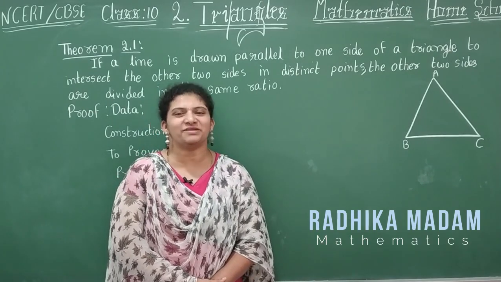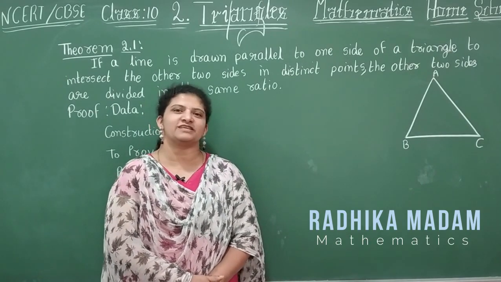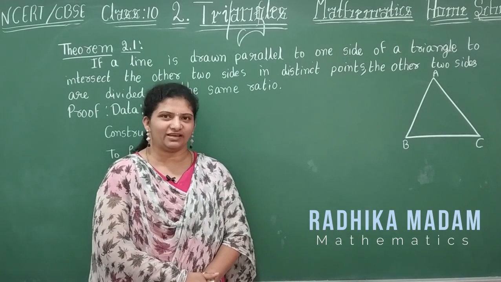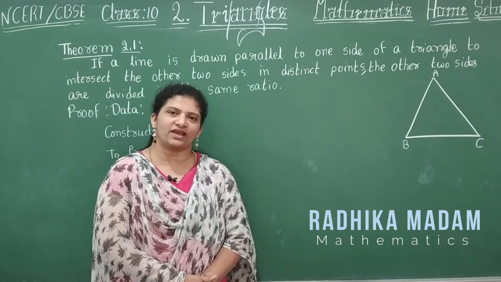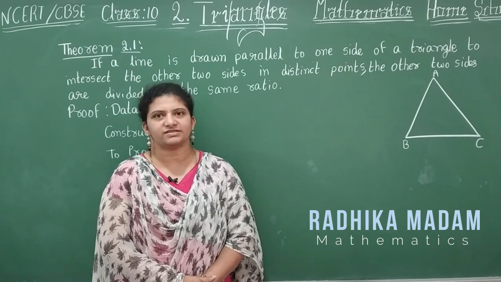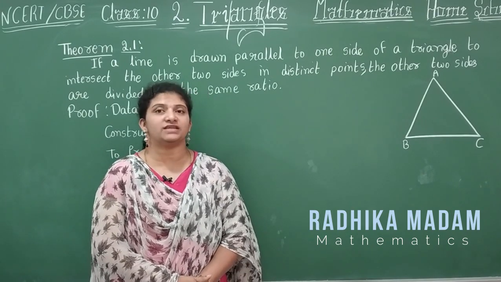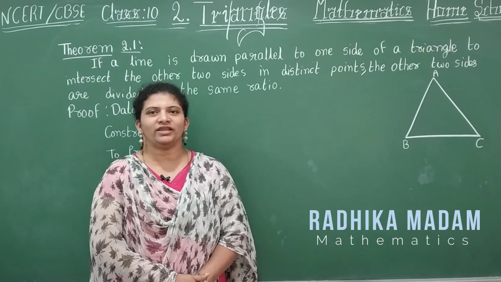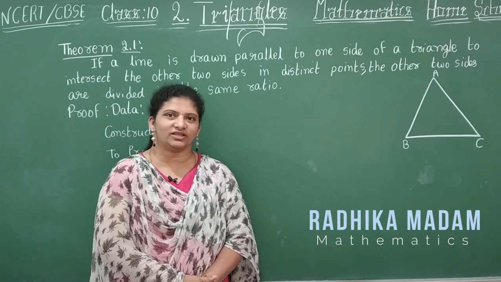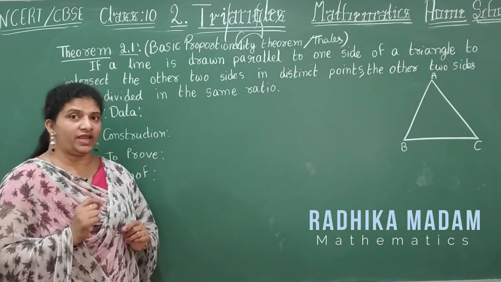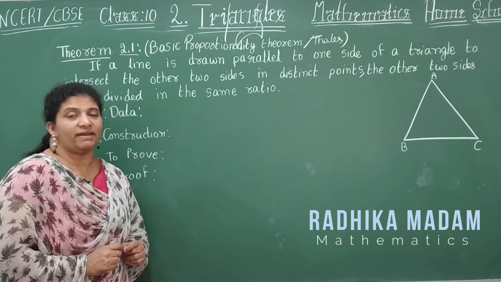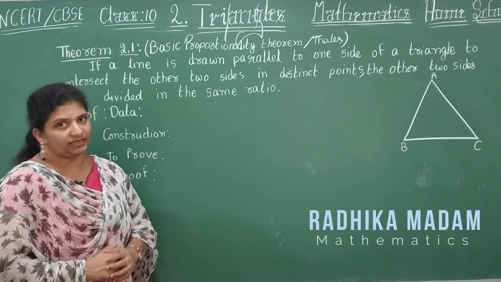This is class 10 mathematics, NCERT CBSE syllabus, chapter 2, Triangles. In the last session we completed the first exercise. Before starting the second exercise, we are going to start with a very important theorem, children. That is the basic proportionality theorem.